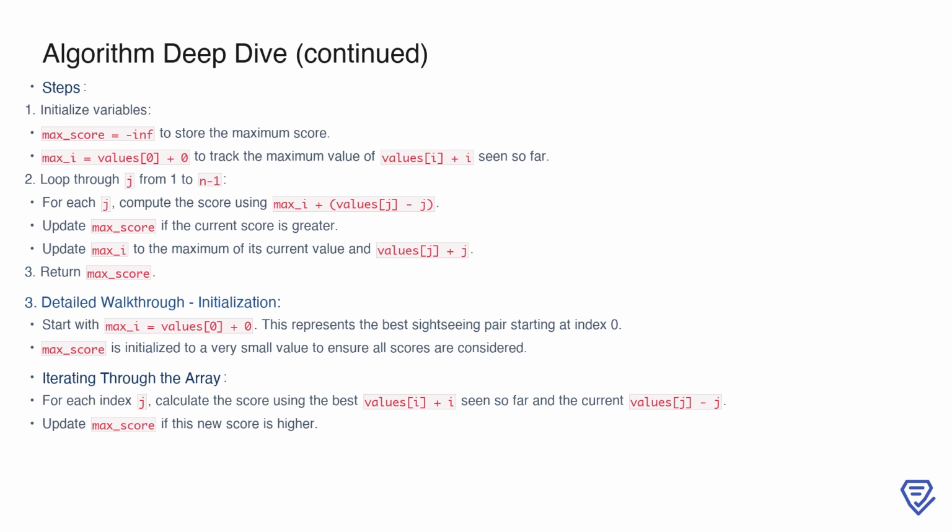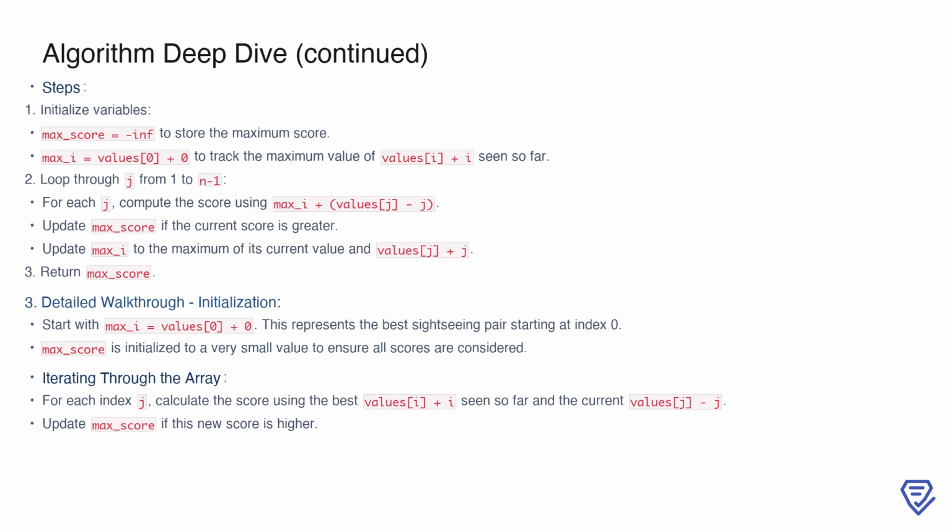The optimized approach takes advantage of the rewritten formula, score equals values[i] + i plus values[j] - j. Here, values[i] + i depends only on i and can be pre-computed as we iterate through the array. This eliminates the need for nested loops. We start by initializing two variables, max_score, which will store the maximum score encountered, and max_i, which keeps track of the maximum value of values[i] + i seen so far.